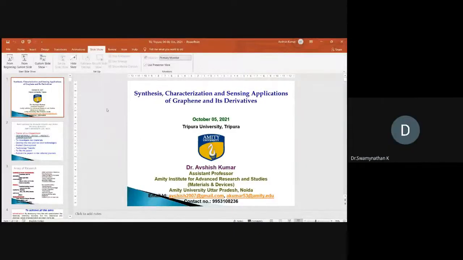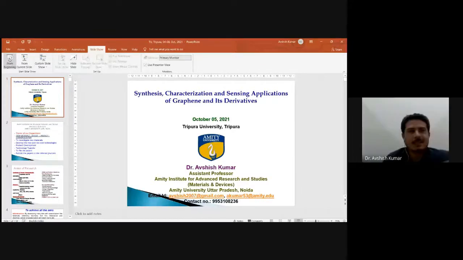On the left side, top left corner, there you can see "From Beginning" button. Can you see my cursor there? My cursor is visible, in the leftmost, yes. From Beginning, you just press it. Yes, I am pressing it, and I can see my PPT in full screen mode.